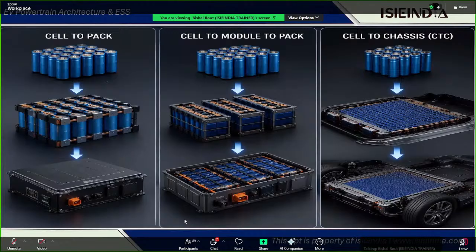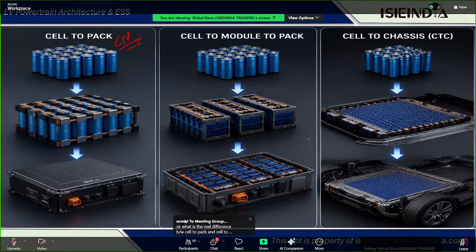So what is the cell to pack approach? Cells are integrated directly into the battery pack without any intermediate modules, unlike the cell to module approach. What are the advantages of the cell to pack approach? First is higher space utilization. Cell to module to pack is going to utilize more space, but cell to pack is going to utilize less space. Only 40 to 50% of space utilization is going to happen. And cell to pack is also called CTP. So if I say CTP, don't get confused. This is the cell to pack approach, right?